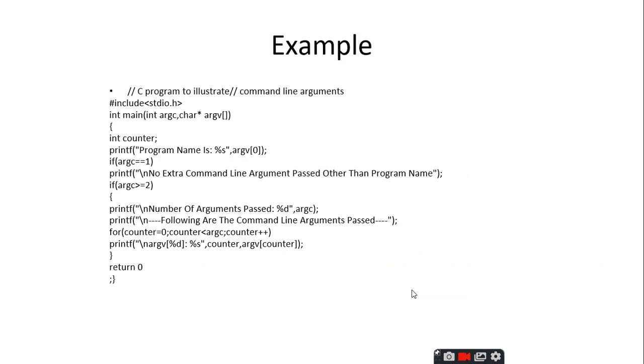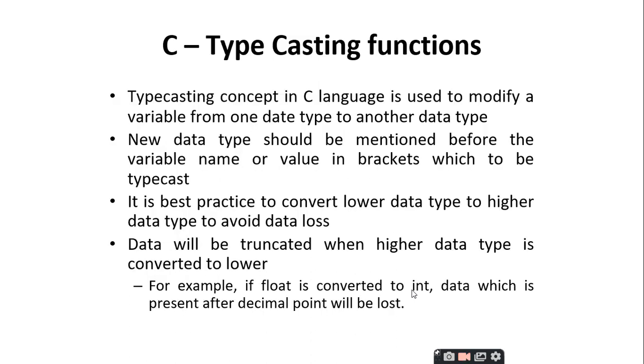Now, let us see one particular example. Let me complete this one, right. So, the next topic we are going to discuss under command line arguments is C typecasting functions. I told that the argument vector is an array of character pointers, which is nothing but strings.